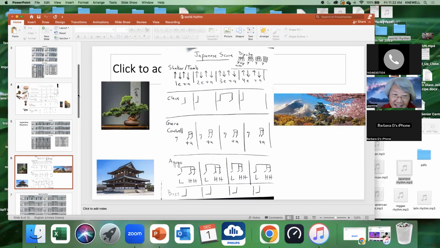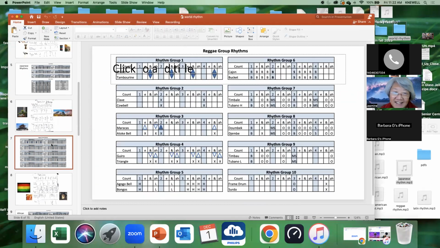Oh, let's go this way. Okay, reggae, totally different. A lot of the same instruments. The only one that might be a little different is the toke bell. They have bongos, or it could be a go-go bell. They basically have the same part.